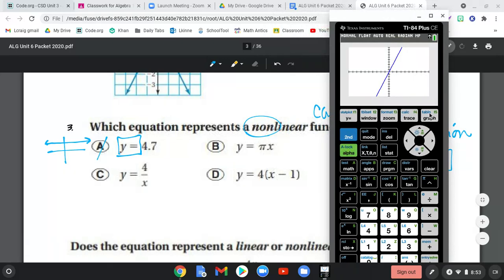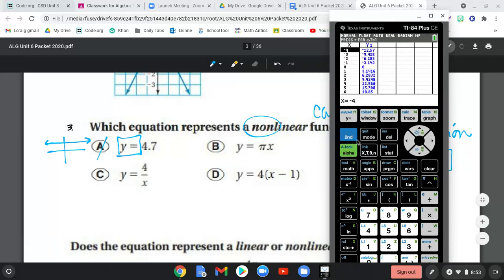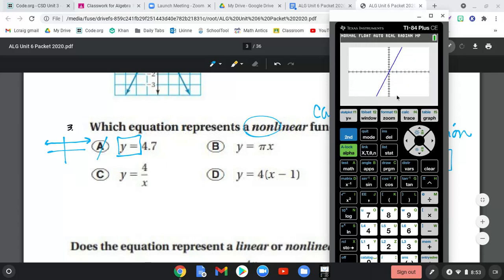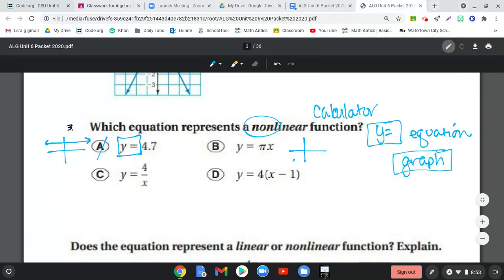The table might not be very pretty, but we don't care. We're going to look at the graph. So again, sketch that for me. Here's your x and y axis. It was just a straight line. So that one's linear.